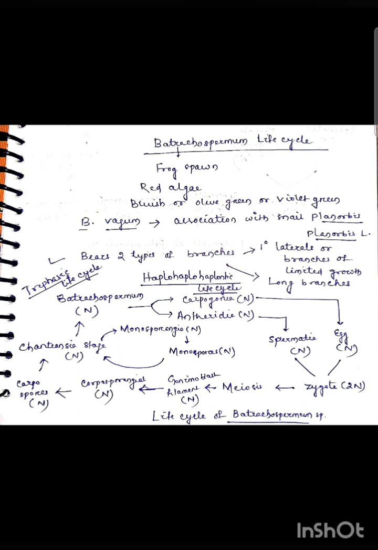It is the sexual life cycle, but asexually the Chantransia stage can produce monosporangia. Monosporangia produce monospores which germinate again to form the Chantransia stage. The Chantransia stage again germinates and develops to form an adult Batrachospermum plant. So this is the whole life cycle of Batrachospermum. And Batrachospermum has a haplobiontic life cycle, haplontic or haplobiontic.